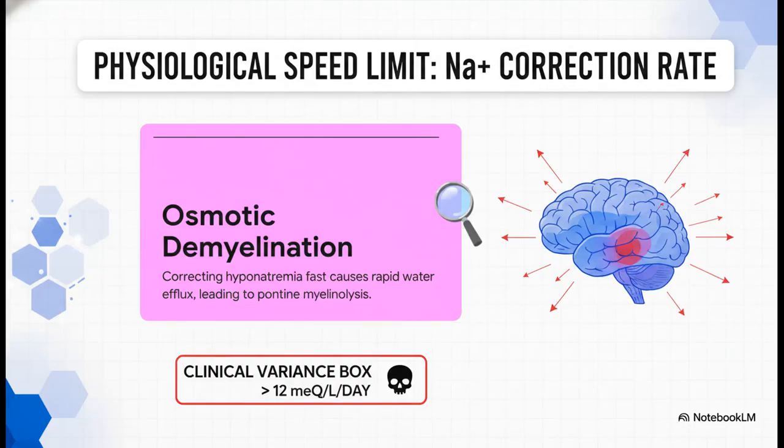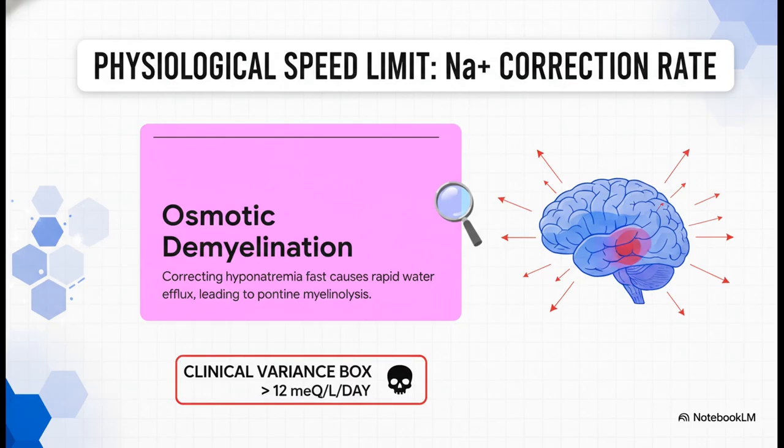Don't wait. Moving over to electrolyte boundaries, let's talk about the ultimate physiological speed limit, the sodium correction rate. In acute severe hyponatremia, the brain adapts by shedding its intracellular osmoles. So if you go in and aggressively correct the serum sodium faster than 6 to 12 milliequivalents per day, that newly hypertonic extracellular fluid exerts a massive osmotic pressure. This causes rapid, devastating water efflux from the neurons, resulting in central pontine myelinolysis.